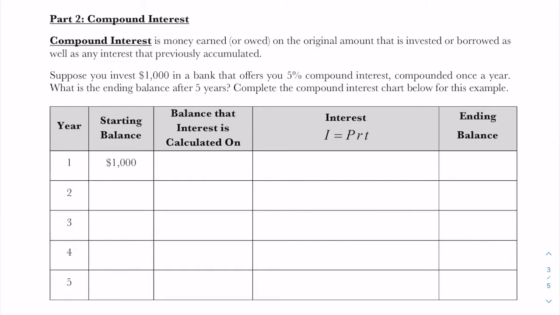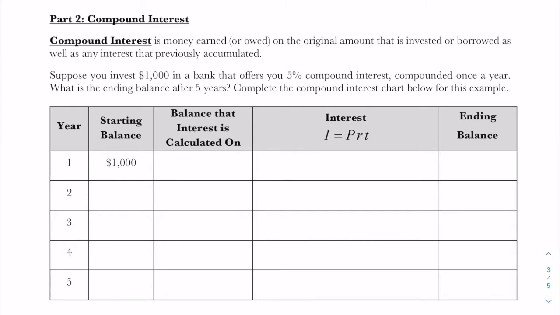Compound interest refers to money that has been earned or owed on the original amount that is invested or borrowed, as well as any interest that has previously accumulated. So to put it simply, compound interest includes the original amount plus interest on the interest. It compounds, almost like a snowball rolling down a hill, how it keeps picking up more and more snow. Compound interest is beneficial in the sense that the money compounds or builds up over time. Let's take a look at how it works.